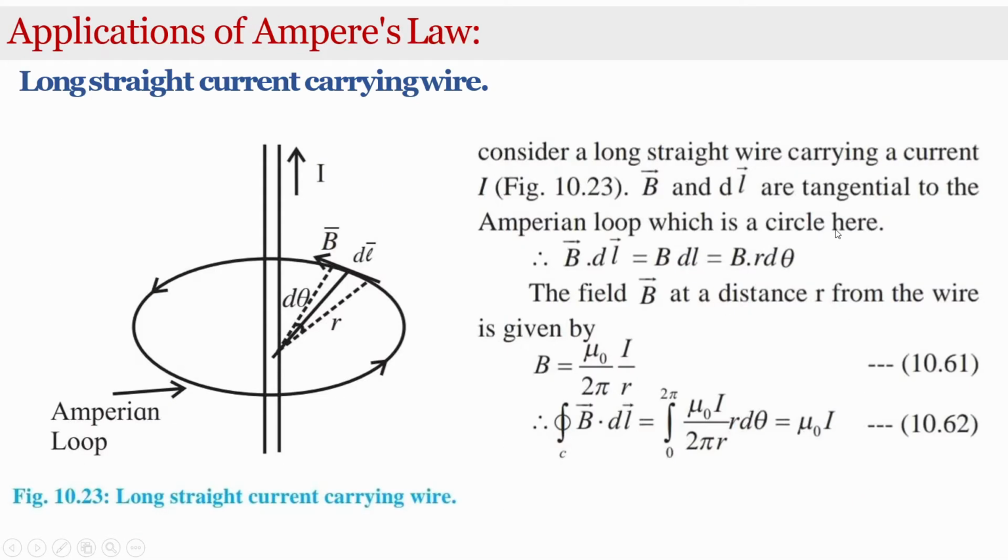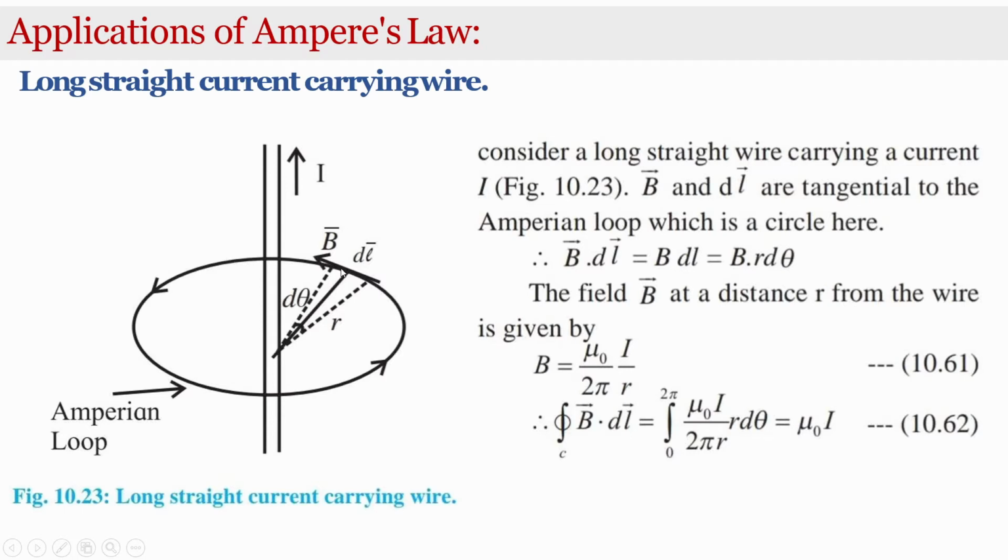Then let us see the application of Ampere's law. It can be considered for the application of a long straight current carrying wire. Let us consider this is a long straight wire, and the current carried by this wire is I. We know that when the current I flows through this wire, it produces a magnetic field in the surrounding space, and we can take this magnetic field in the form of an Ampere loop.